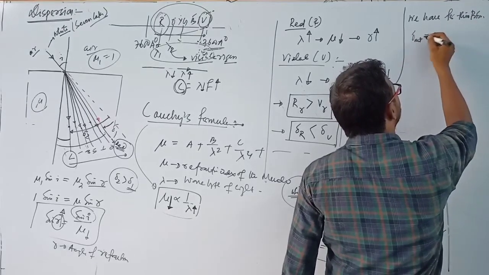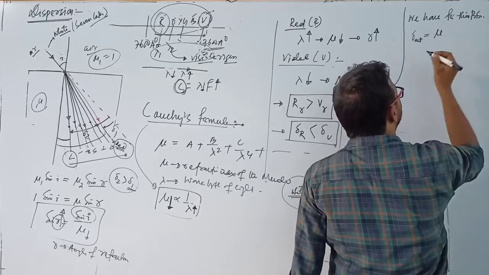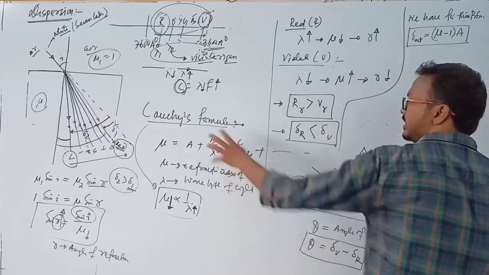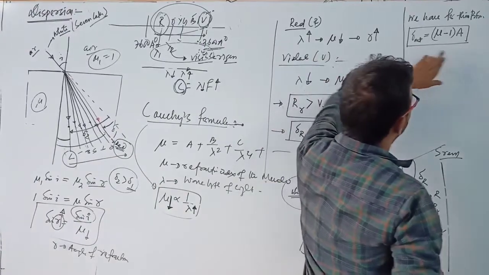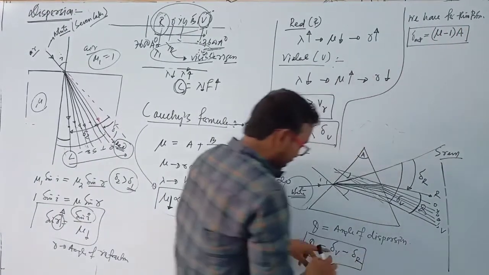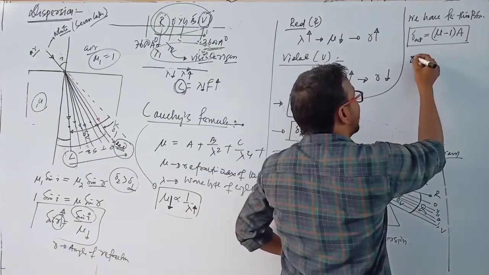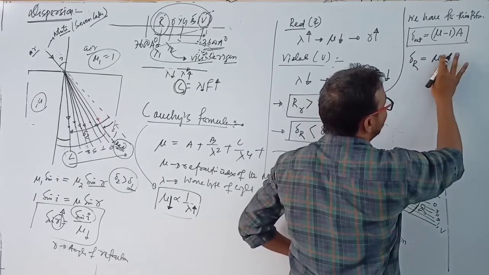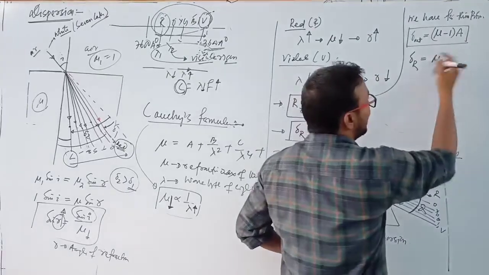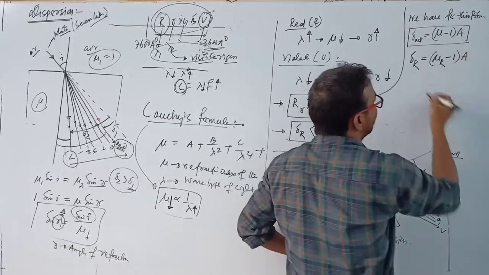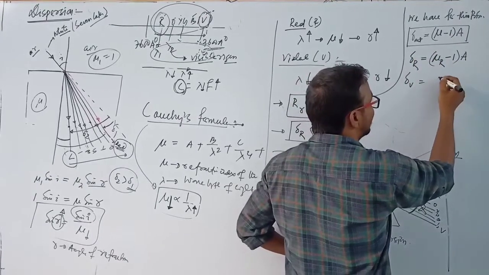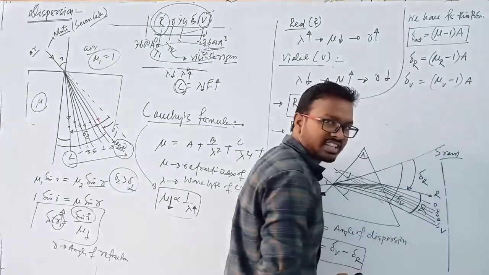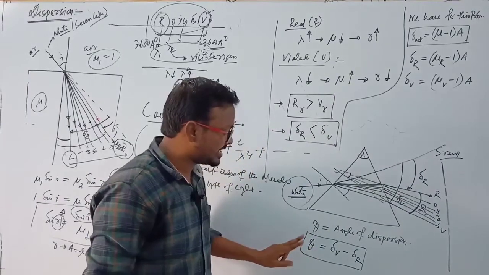We have a relation for a thin prism, that is delta net, which is equal to the refractive index of the medium or prism, mu minus 1, into A. This is a general relation we already discussed 2-3 minutes before, that is delta net equal to mu minus 1 into A. For red color of light, you can write delta R, the deviation for red color, which is equal to mu R minus 1 into A. This is for red, and for violet it is mu V minus 1 into A, because the angle of the prism is constant.